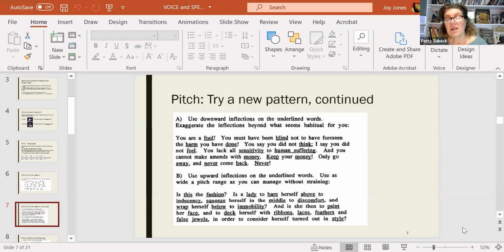You say you did not think. I say you did not feel. I still need to move my jaw. You lack all sensitivity to human suffering. That's funny. And you cannot make amends with money. Keep your money. Only go away and never come back. Never.